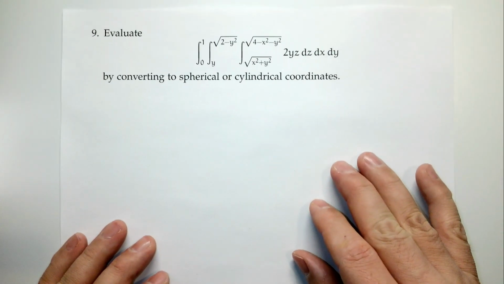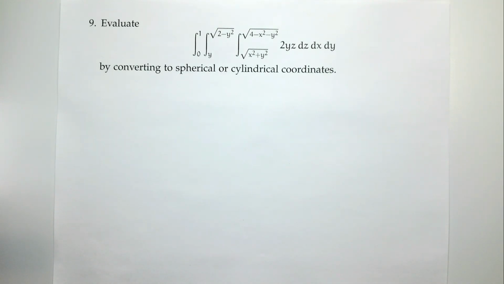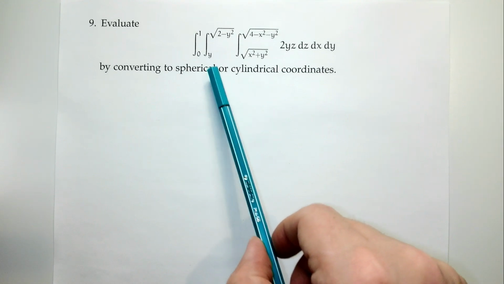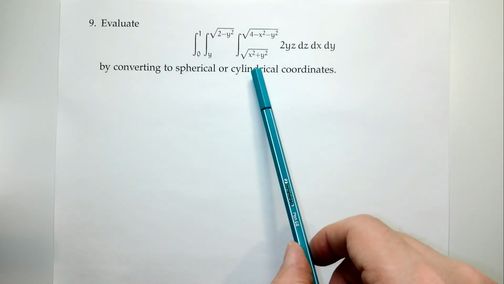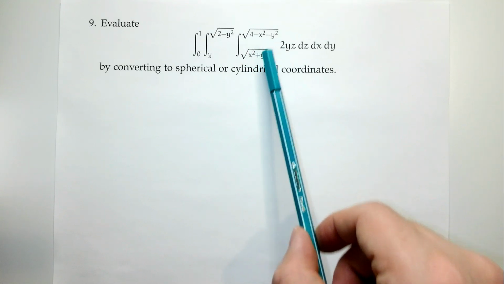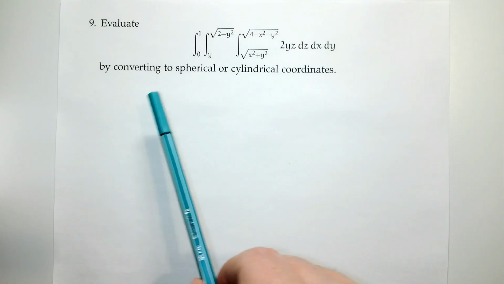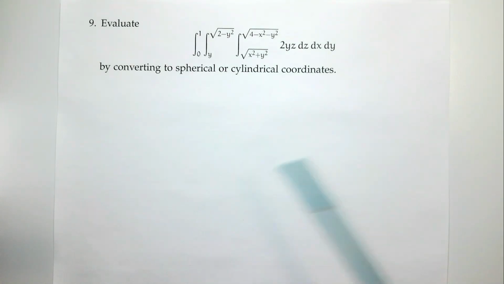Now, that brings us to our last two. All right, these ones, they're a little bit of a challenge, but that's all right. It's good to be challenged. It's good to really stretch out and try to do harder problems. So, we're going to evaluate this integral, 0 to 1, y to the square root of 2 minus y squared, square root of x squared plus y squared to square root of 4 minus x squared minus y squared, 2yz dz dx dy by converting to spherical or cylindrical.